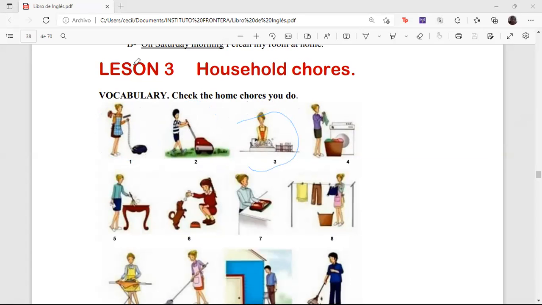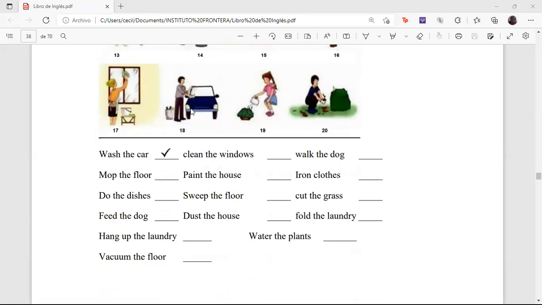Okay, so I'm going to start with the bottom one. Remember, this is only an activity that people are marking. Wash the car. Okay, do you do that? If you do it, you have to mark it like this. This one is an example. If you don't do it, don't mark it. You have to make an X. But if you do it, remember, you have to mark it. It doesn't say the number. It says wash car. Which one is it? Of course, it's number 18.